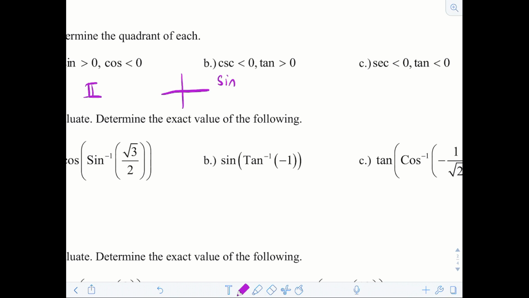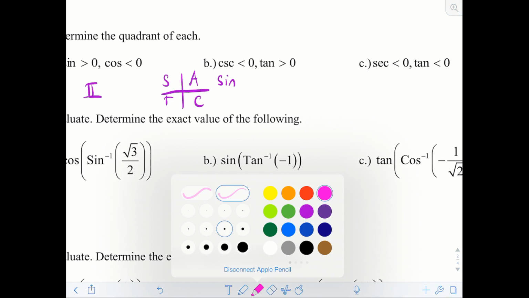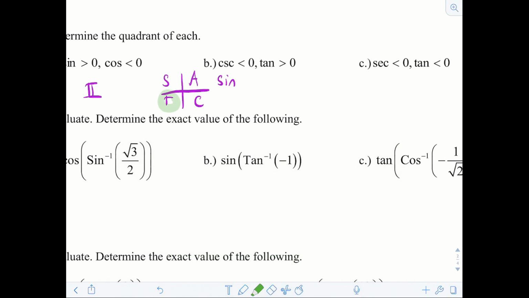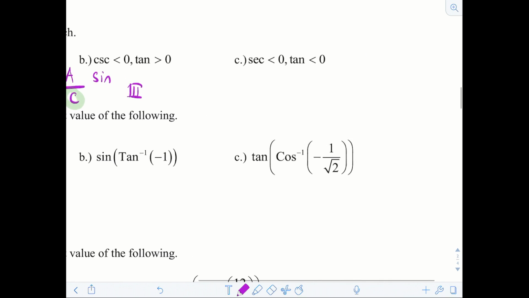So where is sine negative? All Students Take Calc. Sine is negative in the third and fourth quadrant. But where is tangent positive? And that would be quadrant number 3. It doesn't matter if it is the reciprocal of it. We're still wondering if it's going to be positive or negative, and those traits still come true.